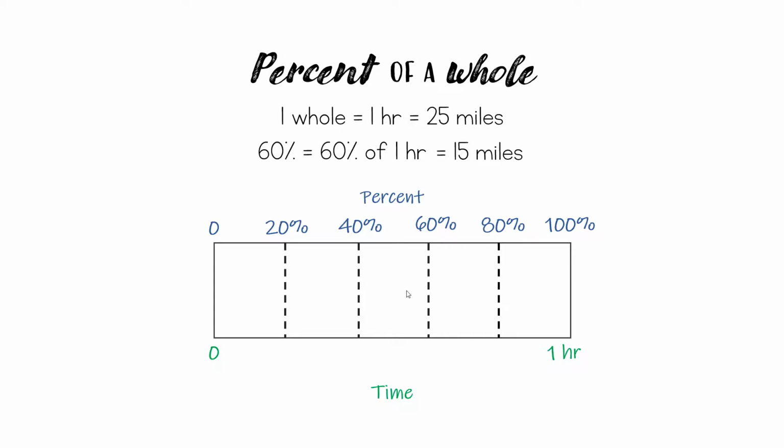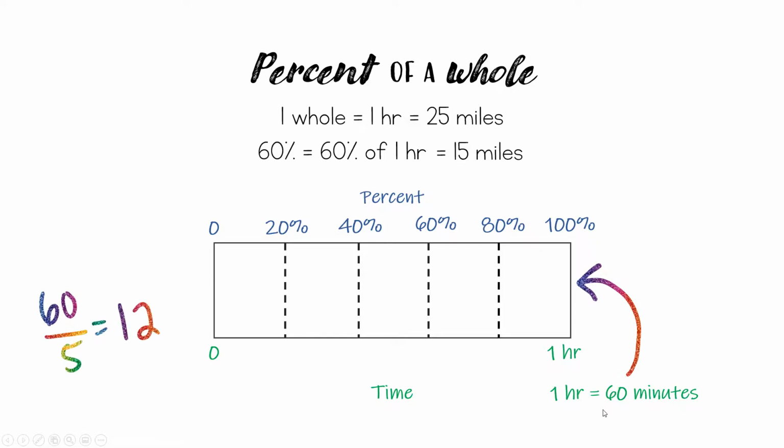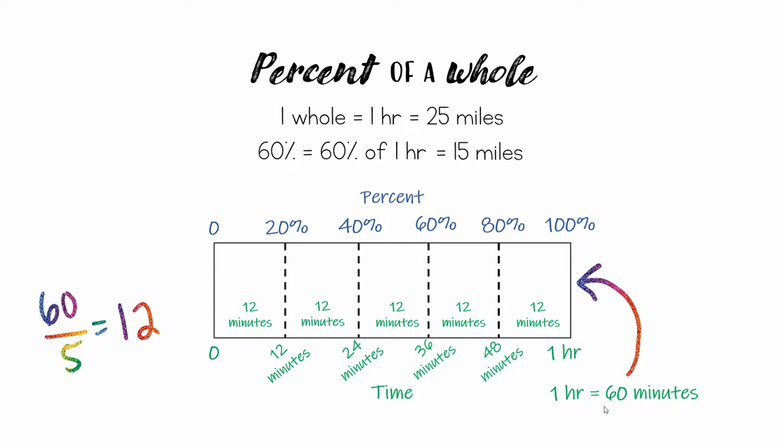All right, so we've broken up our percentages into 5 equal parts, but now we need to figure out how much of an hour is equal to 60%, right? So we know that 1 hour is 60 minutes. So I'm going to divide the 60 minutes up into all 5 of those sections. So 60 divided by 5 gives me 12, which means that there's 12 minutes in each fifth of an hour, right? So now I can look at my tape diagram.